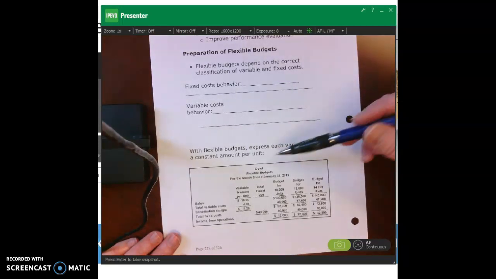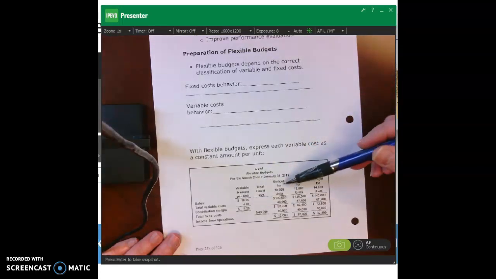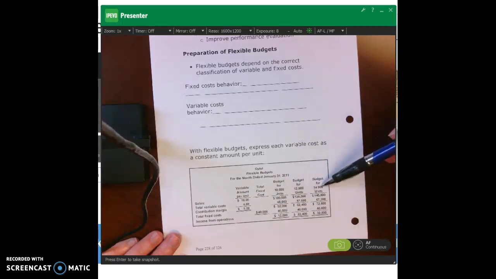So when we look down here with flexible budgets, we can express a variable cost as a constant amount per unit. So we can come over here with our sales, and we know our sales price per unit is $10. And what we can do is redo the budget at different levels of production, at different levels of activity, which makes it flexible.